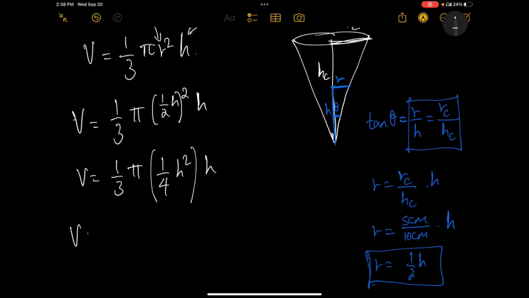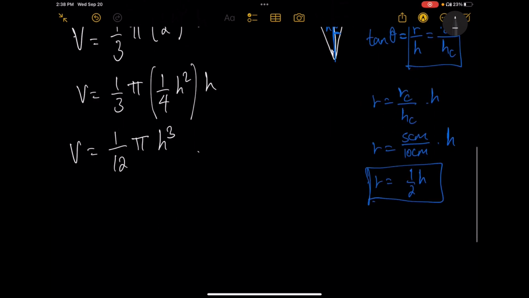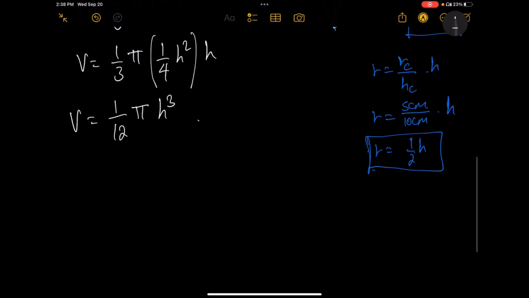times h. V is equal to 1 over 3 times 1 over 4, that is 1 over 12 pi h squared times h, that is h cubed. Now, V and h are both functions of time. Why? Because they are the volume of the water and the height of the water. Okay, now let's perform implicit differentiation. We differentiate both sides of the equality with respect to time, right? So what do we get? We get dV by dt is equal to 1 over 12 pi, and when we use the chain rule, since it is h cubed, what do we get?